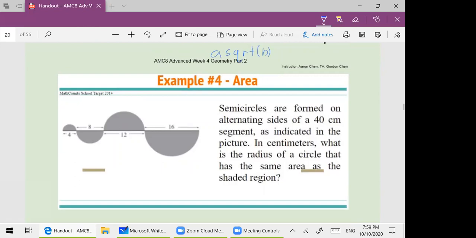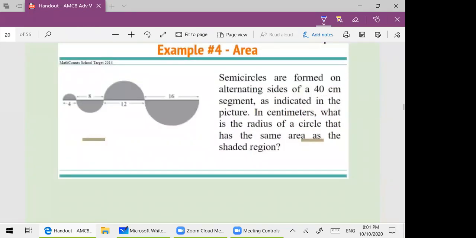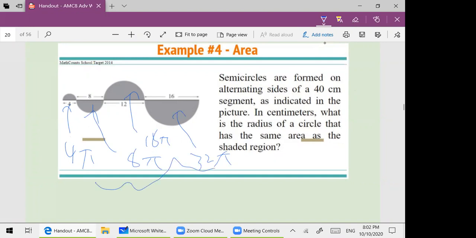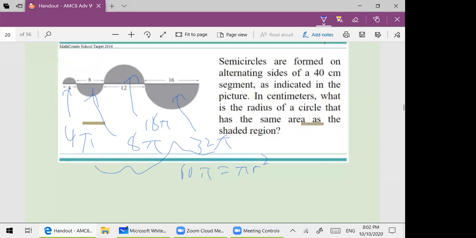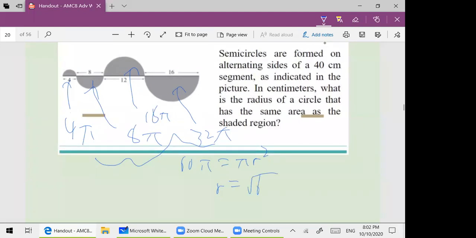Okay. So the area of this small thing is 4 pi. This has area 16 pi, 8 pi, this 18 pi, and this 32 pi. And so when you add these up, you get 60 pi, which equals pi r squared, which tells you that r equals square root of 60 equals 2 square root of 15.